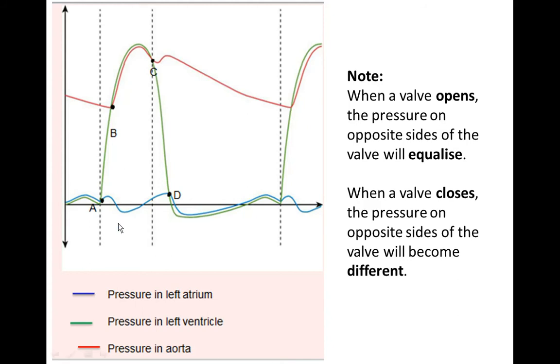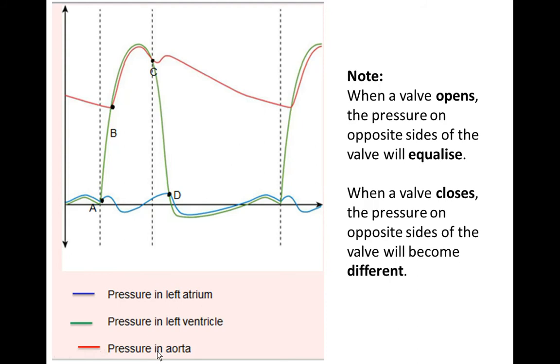For example, the blue line here indicates the pressure in the left atrium. The green line indicates the pressure in the left ventricle. And the red line indicates the pressure in the aorta.